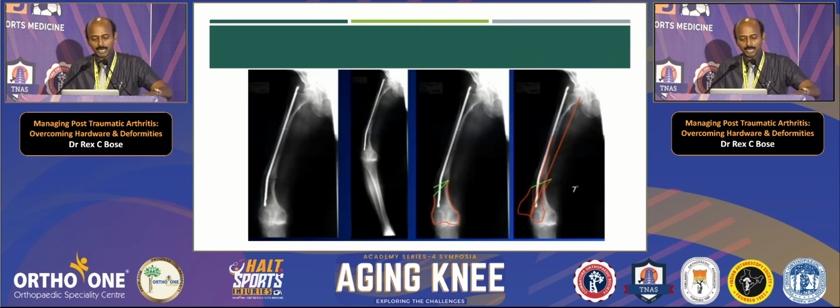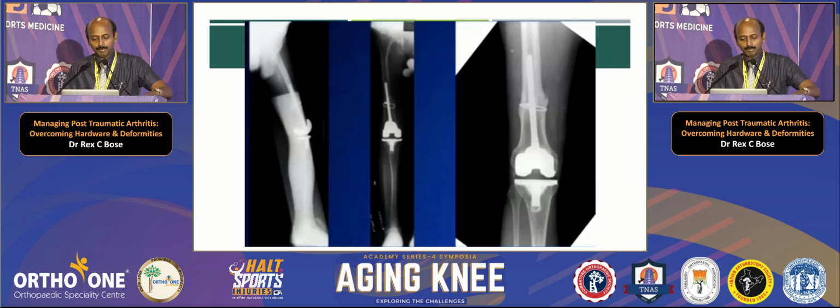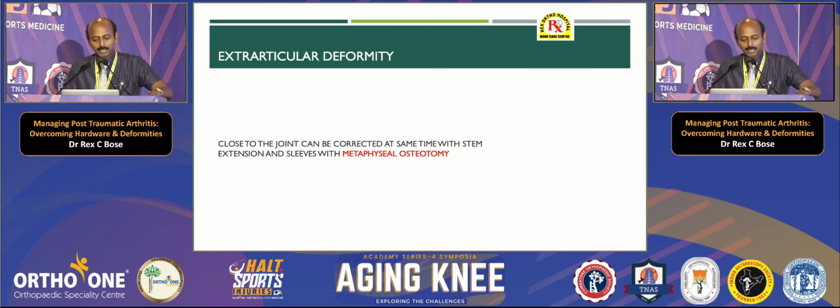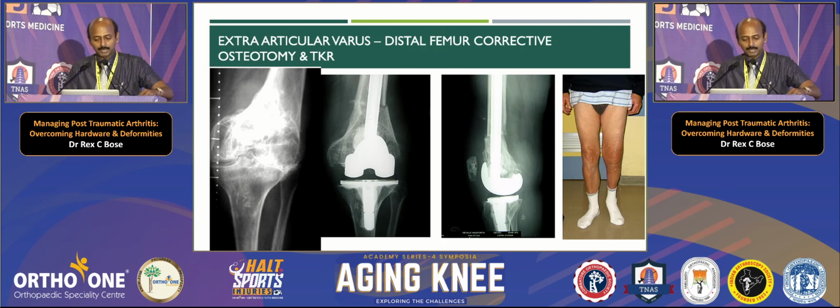As a supracondylar malunion, you do a good preoperative planning with a long stem extension with a chevron osteotomy to lock, so to have a controlled rotation, you can get away with a long stem TKR. The extra-articular deformity again very close to the metaphyses. You can use sleeves or stems to correct those deformities.